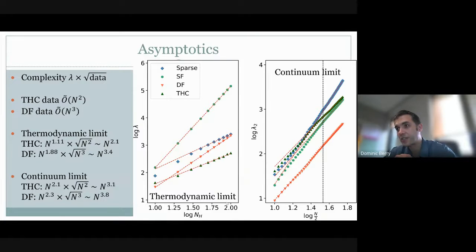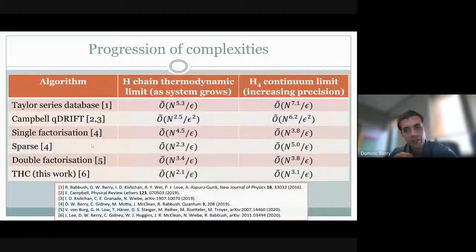The complexity scaling basically comes from taking the scaling of the lambda values. I'll just concentrate on this part here where we have n to the 1.11 for the scaling of lambda multiplied by the square root of the amount of data. The amount of data with the THC representation was n squared, so this is just giving you another factor of n. So you're getting about n to the 2.1 for the scaling of the complexity. And it's this approach that we use to generate all of these asymptotic scalings in this table.